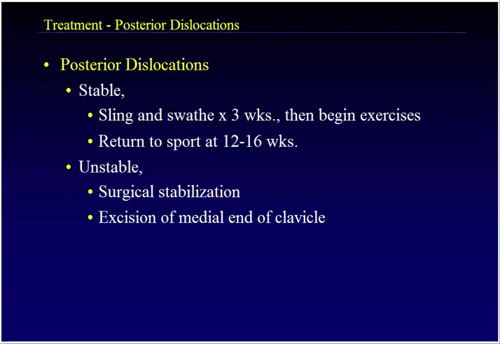Posterior dislocations, if they're stable after reduction, you can treat them with a sling and swath, and again, beginning early elbow range of motion exercises. These patients can return to athletic activities at approximately 3 to 4 months. If the dislocation is unstable and you have recurrent dislocations, then again, you can consider surgical stabilization, although the preferred technique, again, would be to excise the medial end of the clavicle.